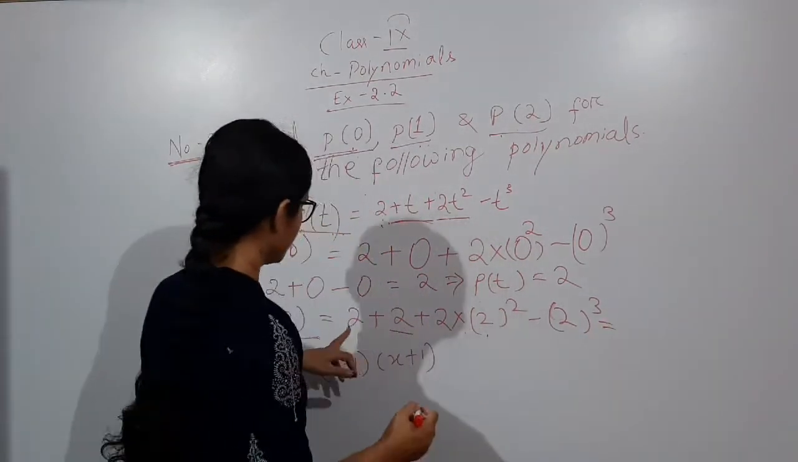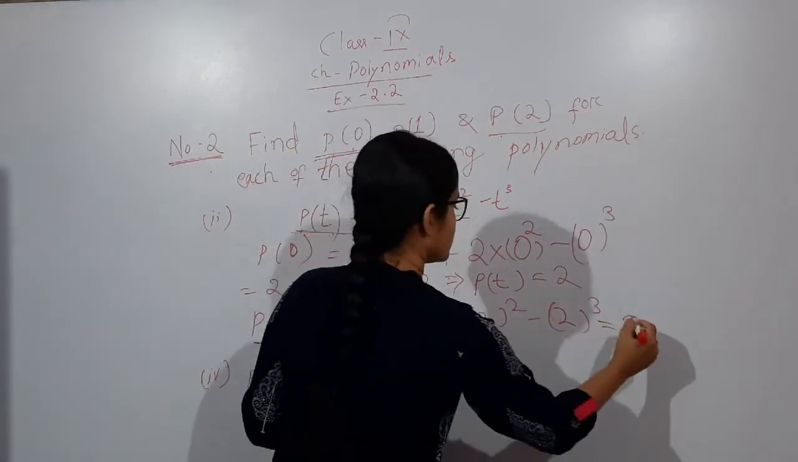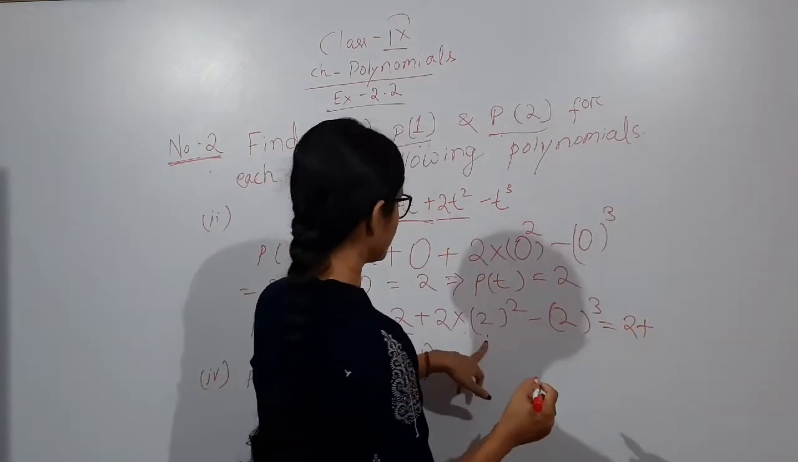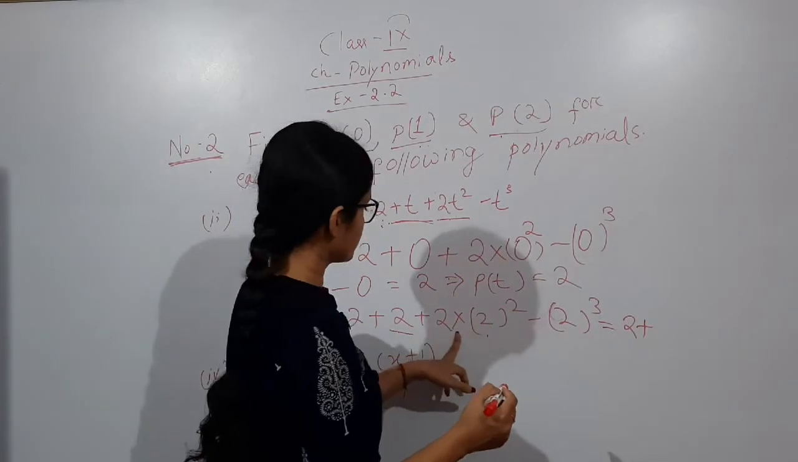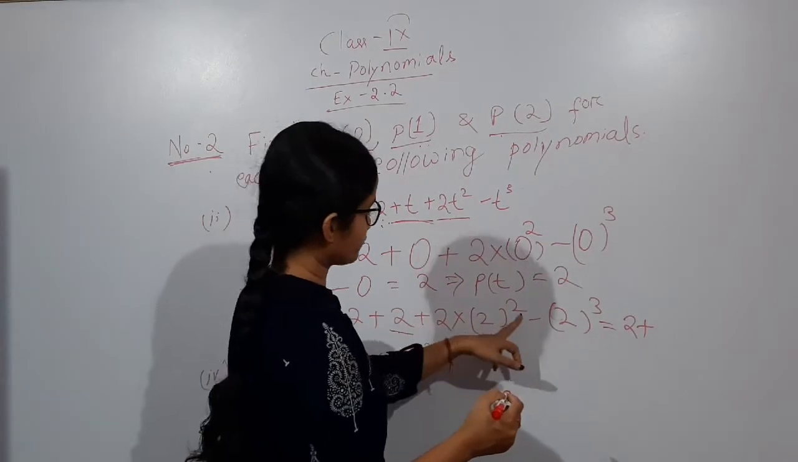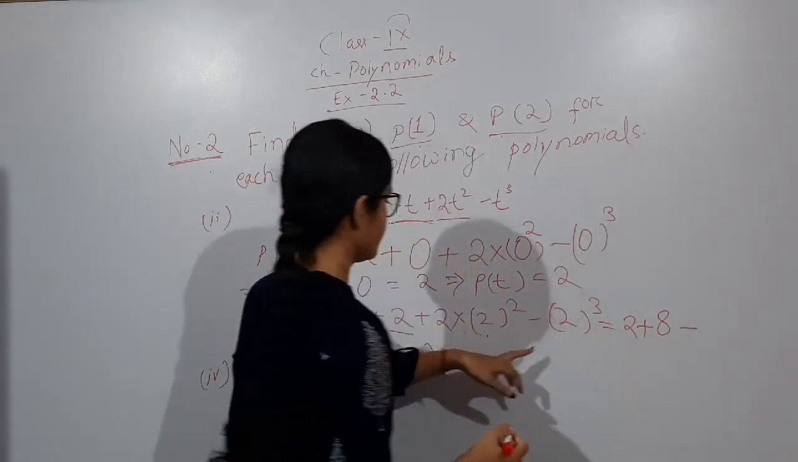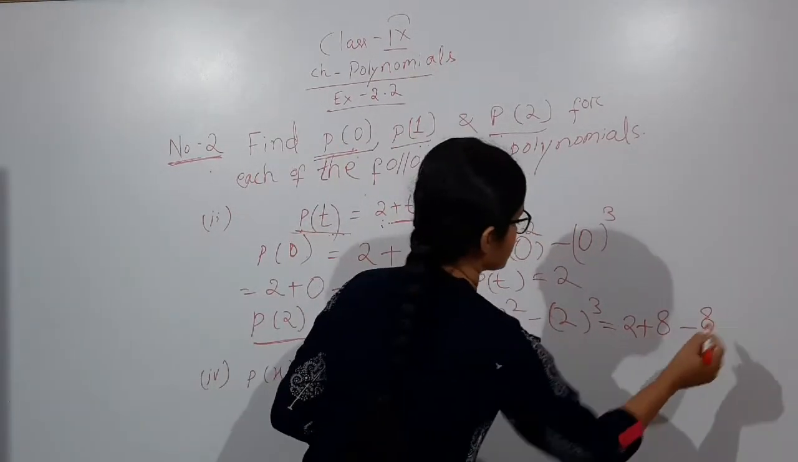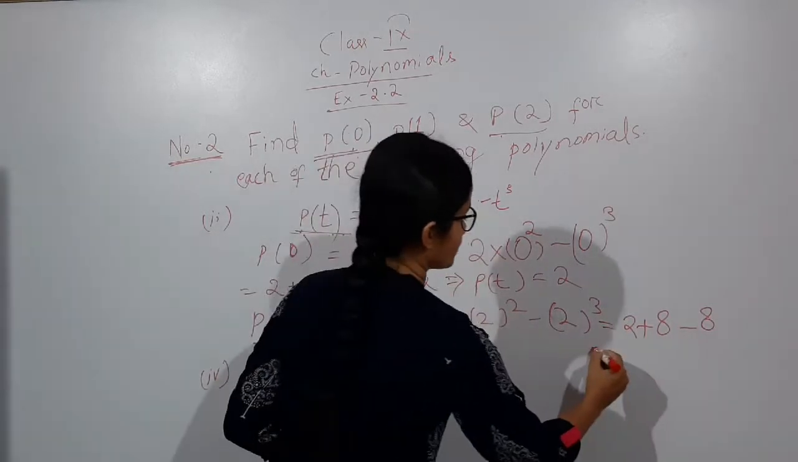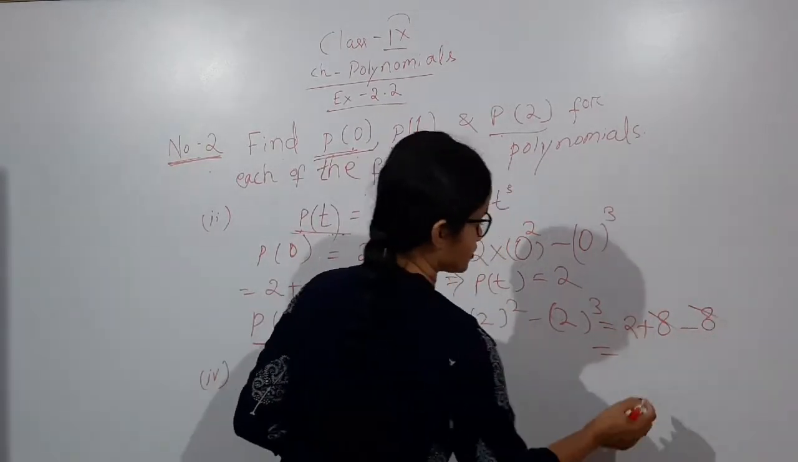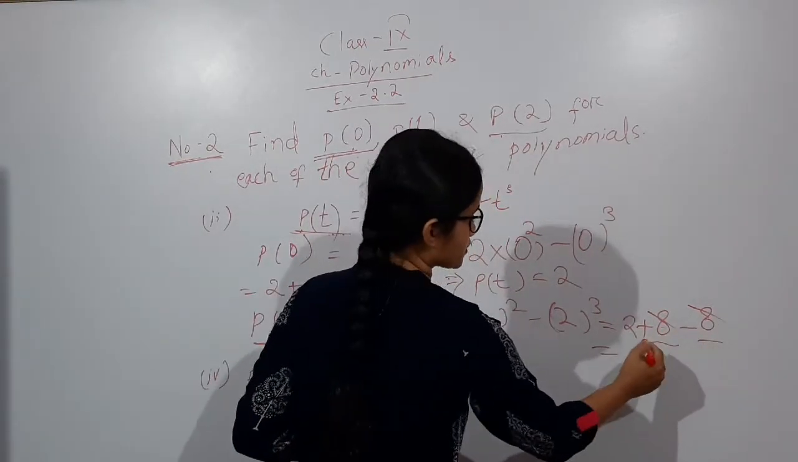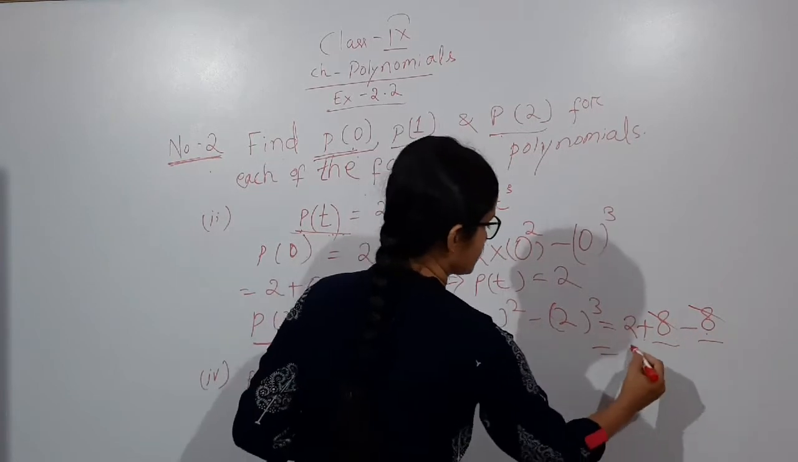So the answer will be 2 plus 2 into 2 to the power 2. 2 to the 4, 4 to the 8. Then minus 8, because the cube of 2 is 8. Plus and minus cancel. Okay, the value is equal, and this was positive, this was negative, that will be cancelled.